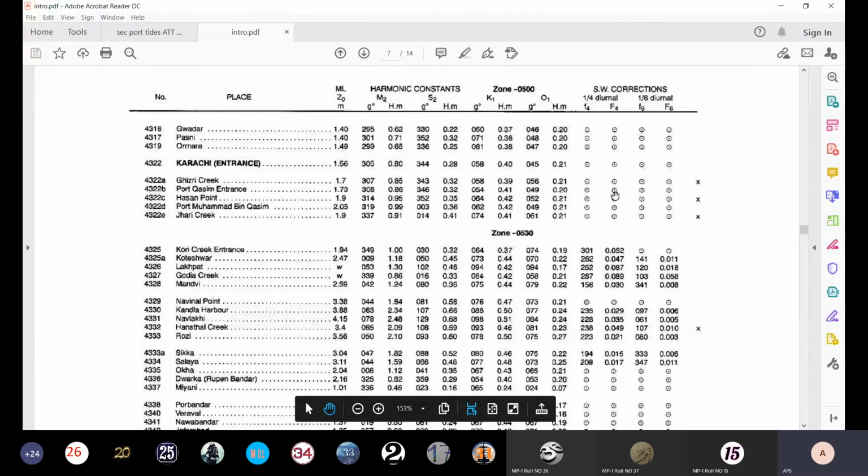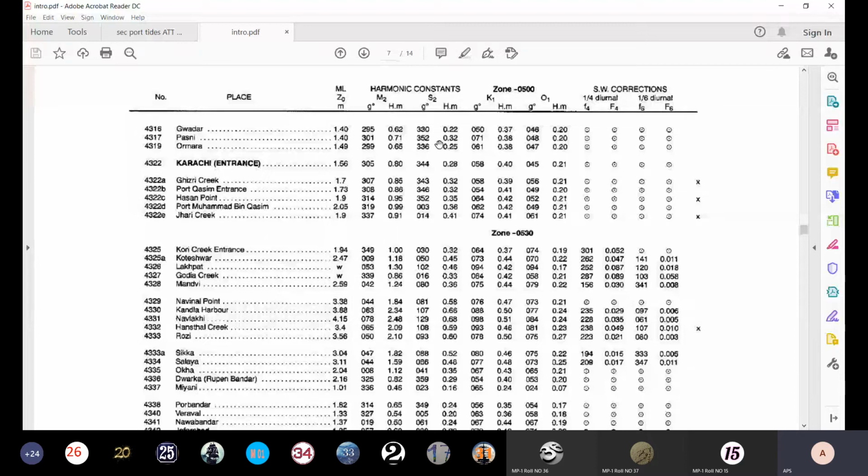Okay, so try and understand this. M2, S2, K1, O1, they deal with the gravity part, the gravitational attraction of moon and sun, and how they are affecting. And which gravitational attraction? One is your semi-diurnal, where there are two high waters and two low waters, and the other one is diurnal, in which there is only one high water and one low water. So both the components are taken into account.